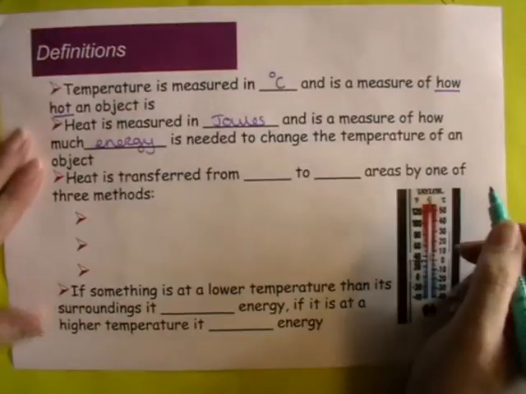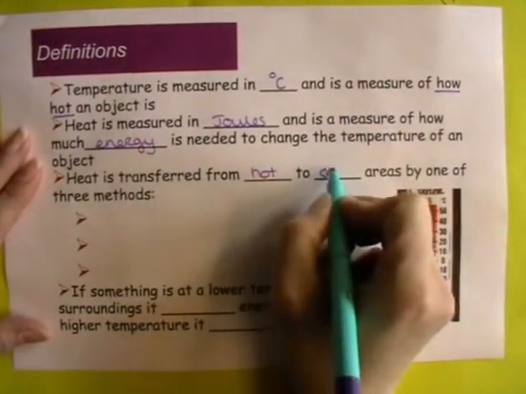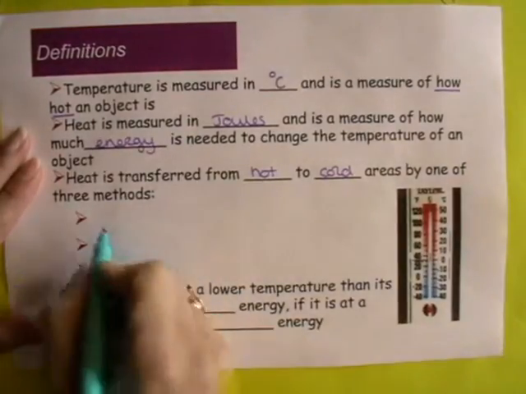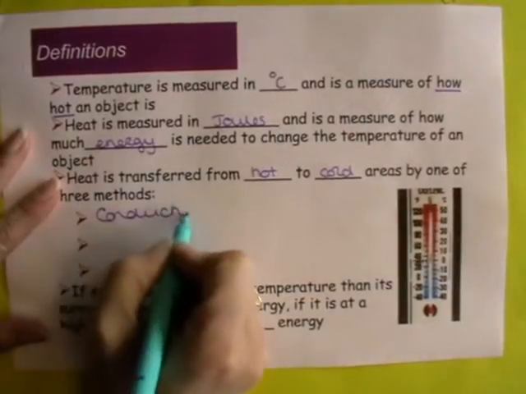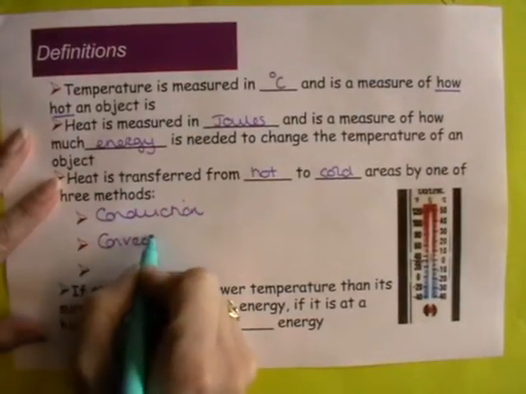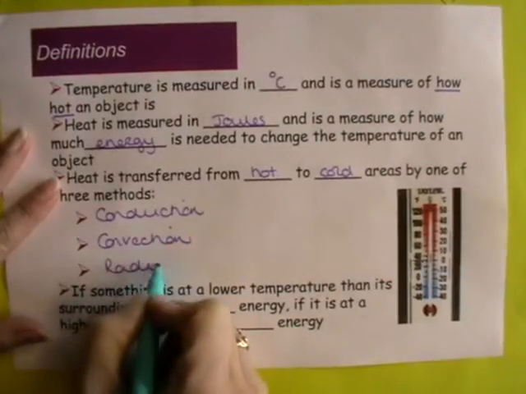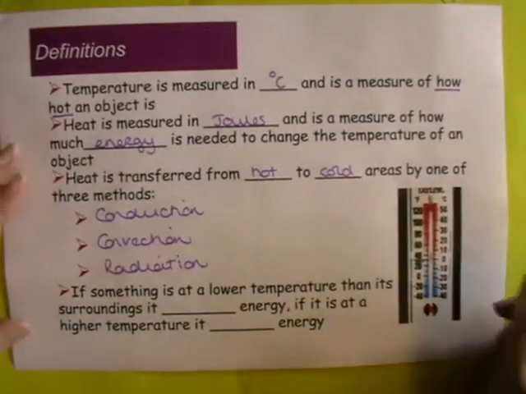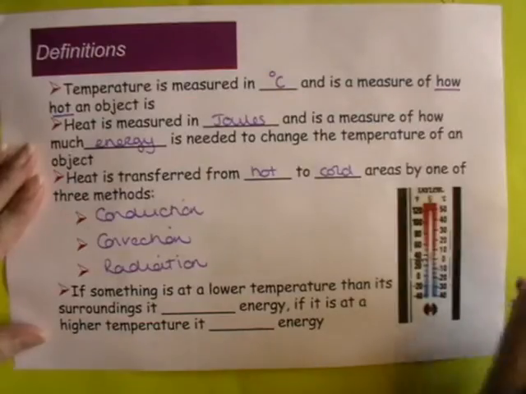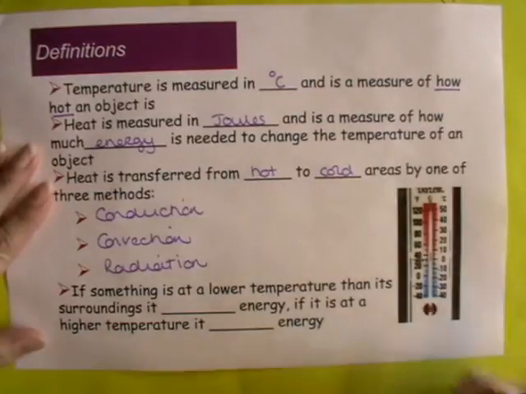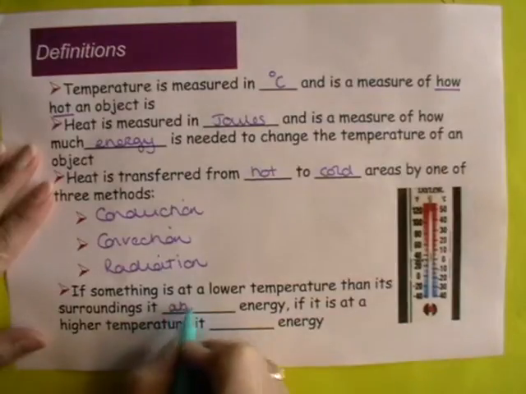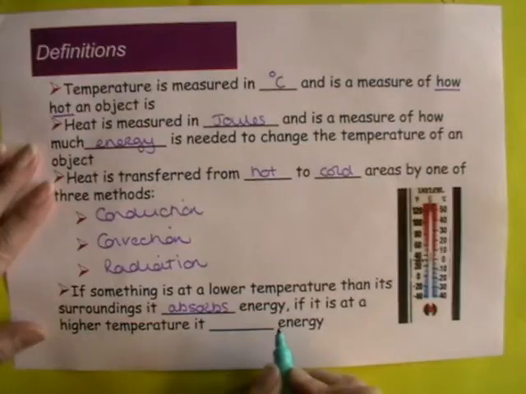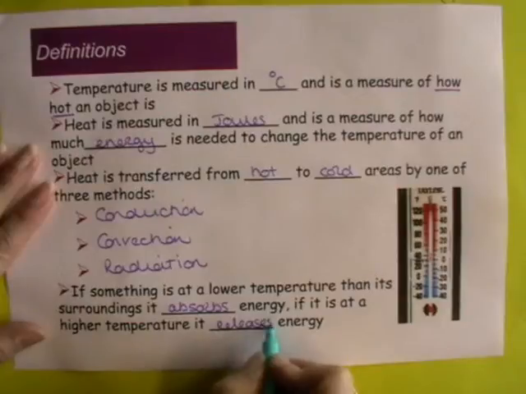Heat is transferred from hot to cold areas of an object by one of three methods. So there are three methods of heat transfer: conduction, convection and radiation. And we will be describing each of these forms and looking at applications that use each of the three forms. If something is at a lower temperature than its surroundings, it absorbs energy or takes in energy. If it is at a higher temperature, it releases energy or gives it out.